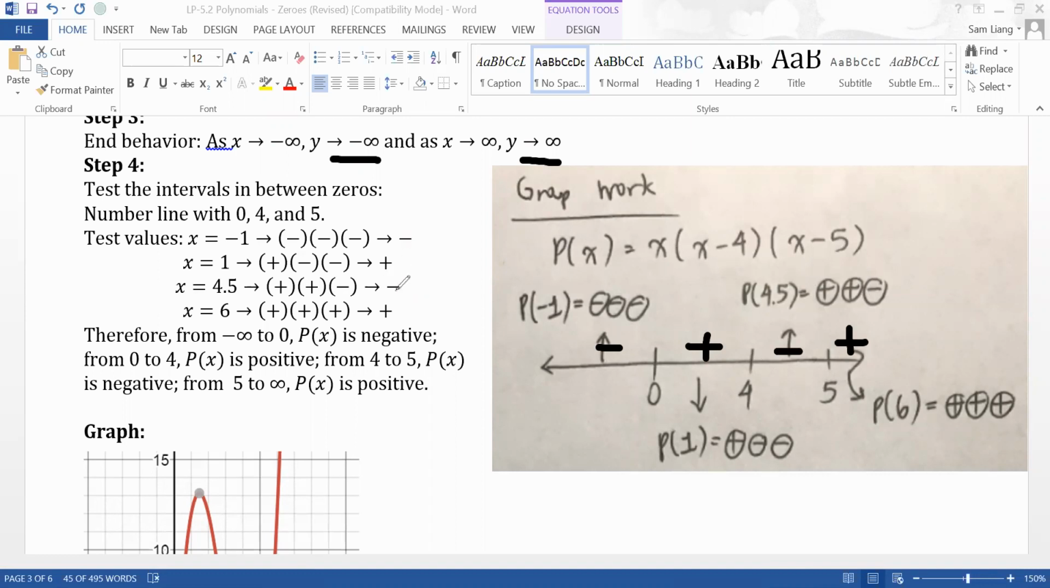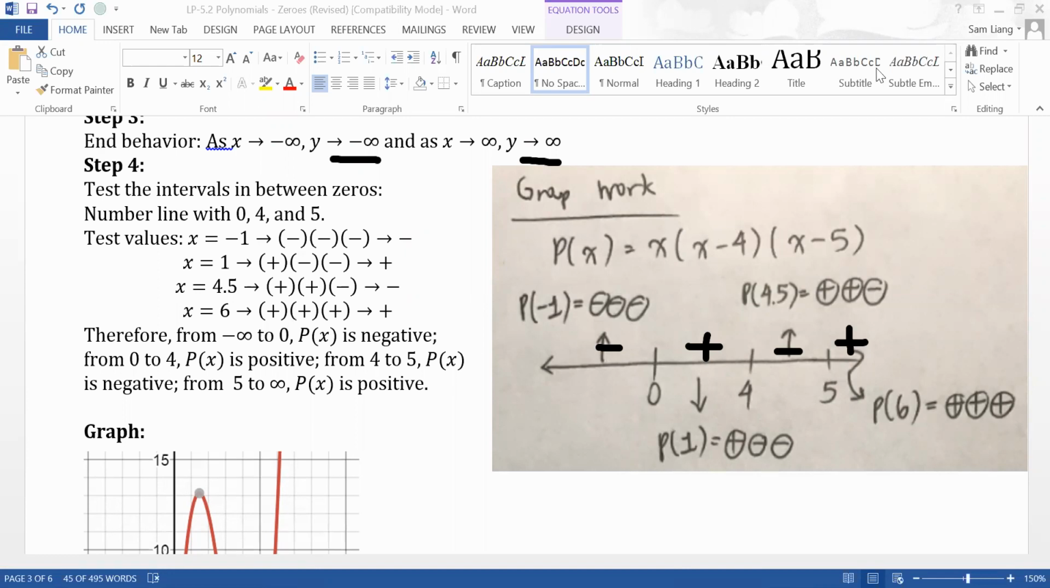Okay, so negative, positive, negative, positive. Last one was 6. So that's for the last interval. So that's positive, positive, positive. So yeah, 6 times 2 times 1. Okay. All right, so that's that interval.